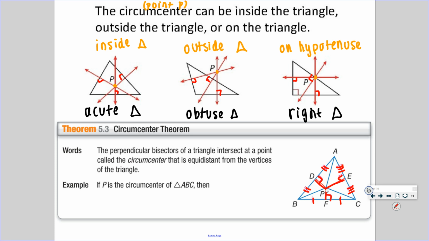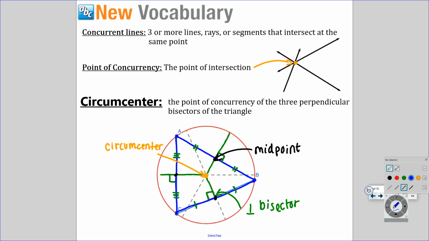Okay, that's what the red is showing you. So here, point P, where those three perpendicular bisectors intersect, that's my circumcenter. Here's the theorem. Let's go back to this for a second. If I were to, let me use purple, take this distance, so if I were to inscribe this in a circle, this is the center of my circle.